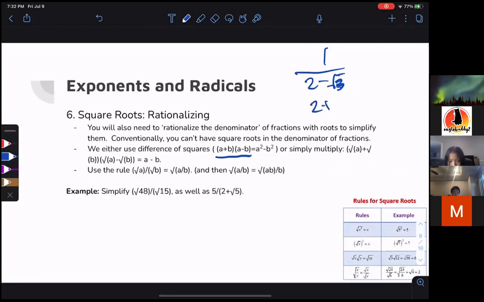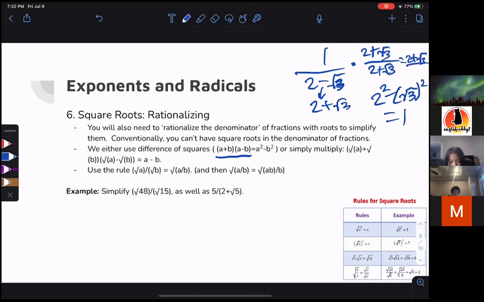So then its conjugate of 2 minus root 3 would be 2 plus root 3. And you can see difference of squares works out here. It's 2 squared minus root 3 squared, which is 1. And how you use this to rationalize the denominator, probably you already see this, but you multiply by this, which is just 1 technically. So then it's just 2 plus root 3 over 1. So it's just 2 plus root 3.